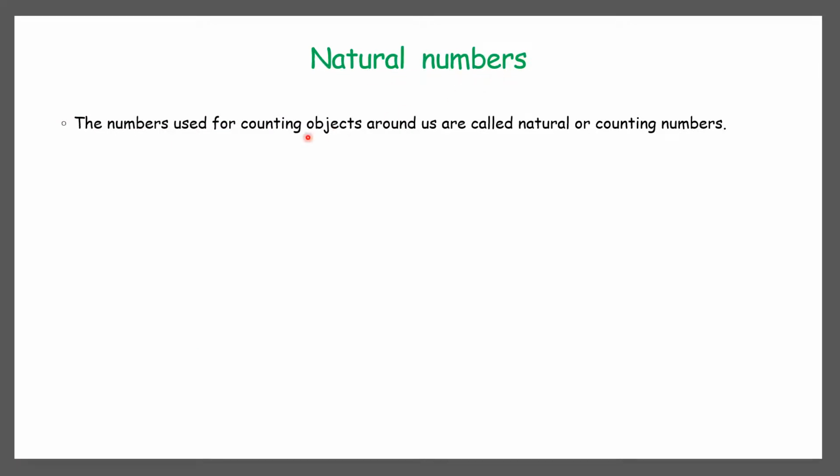Natural numbers. The numbers used for counting objects around us are called natural or counting numbers. So natural numbers start from 1, and the set of natural numbers is written as 1, 2, 3, 4 and up to infinity. The smallest natural number is 1, and there is no largest number in this set because it has endless counting numbers. That is why we write the set of natural numbers like this.